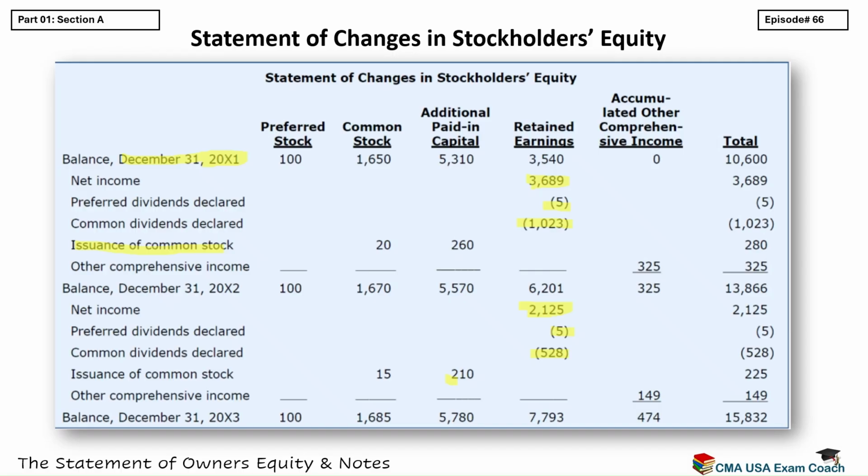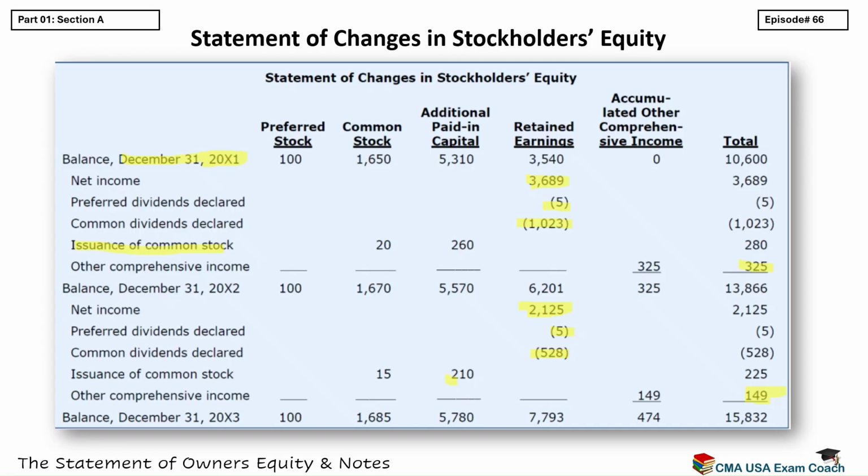You'll also see entries for other comprehensive income. These are special gains or losses that do not go through the income statement. For example, currency translation adjustments or unrealized gains on certain investments. In this example, the company had $325 of other comprehensive income in 2022 and $149 in 2023. These amounts don't affect net income, but they do increase a separate account called Accumulated Other Comprehensive Income.